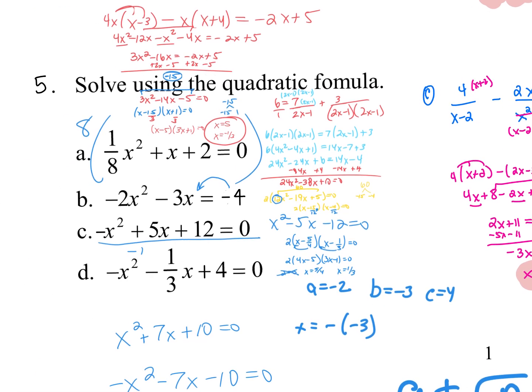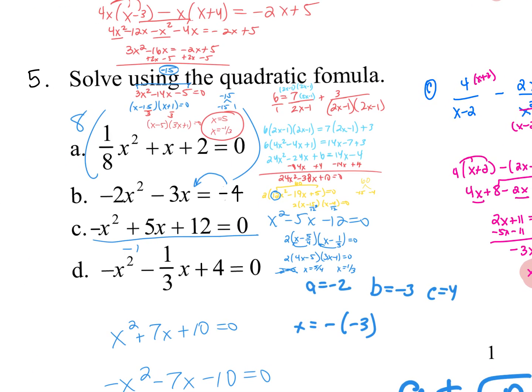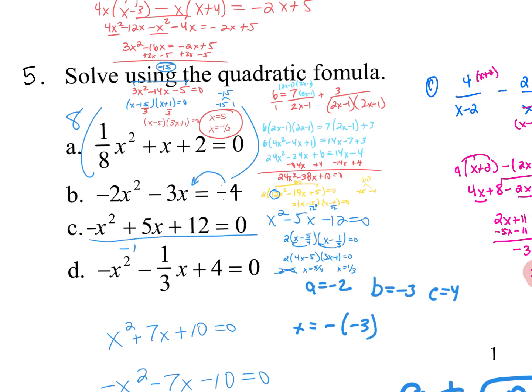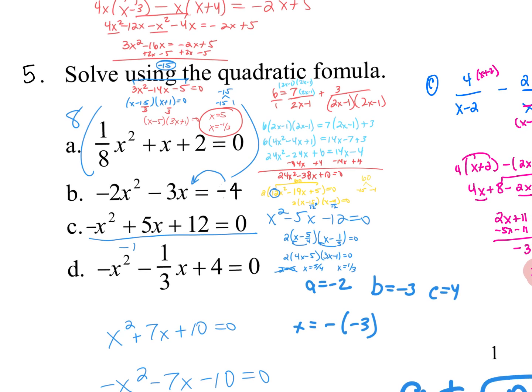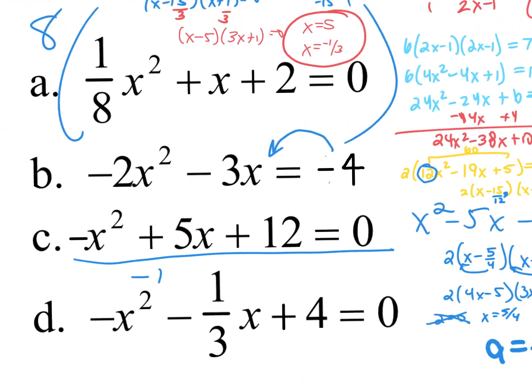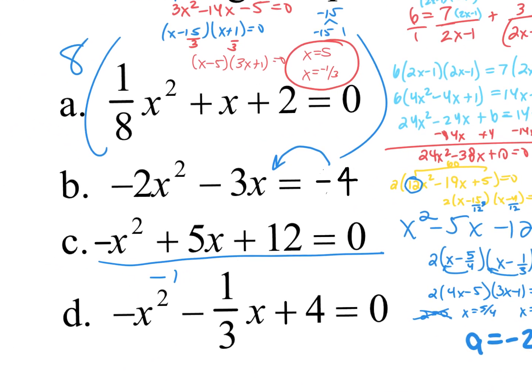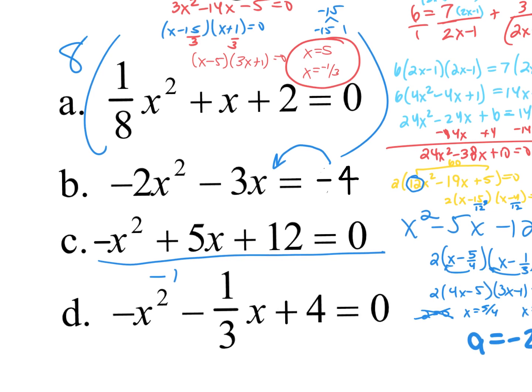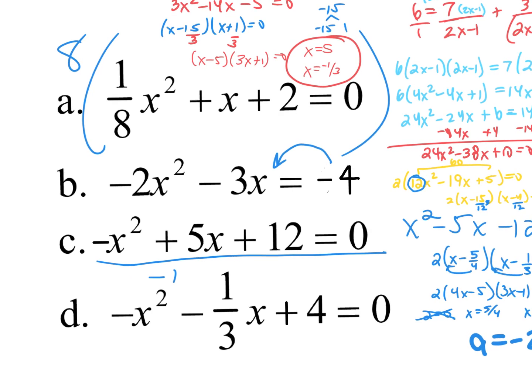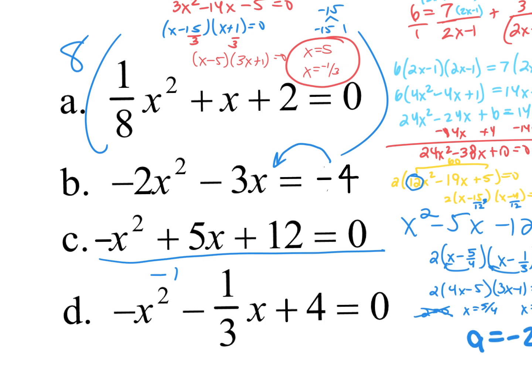What else? You guys are uber prepared for this. Yes, sir. So for B, if I didn't distribute the negative at the start, well, if I did distribute the negative at the start, I took it out, and I got negative 3 plus minus square root of 41 over 4 instead of negative 4 on the bottom and positive 3 on the top, is that fine?